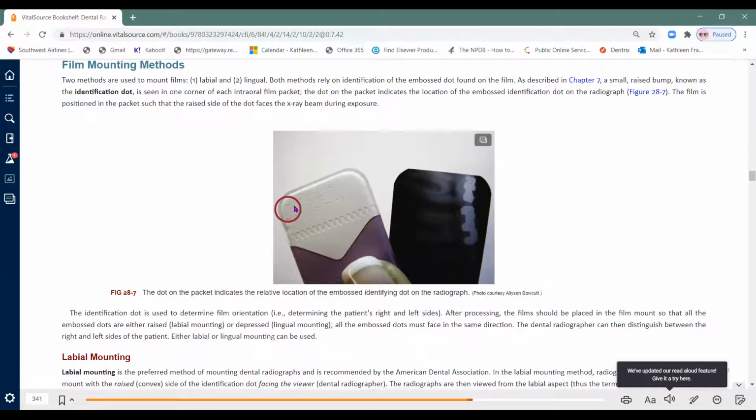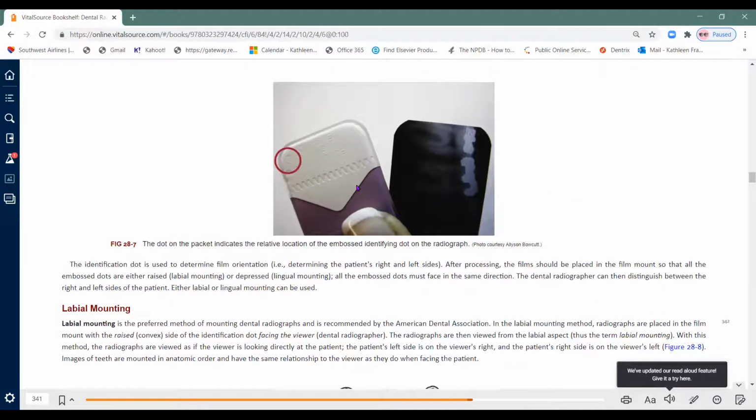Now, what that dot in the slot does, basically there's 2 methods to mount films manually. There's the labial method and the lingual method. And both of them rely on this dot in the slot, and I'm pretty sure this will be on your RDA exam. So if I'm doing manual films, this dot always goes in the slot, and you can feel it a little bit. It's used to orient the patient's right and left sides.